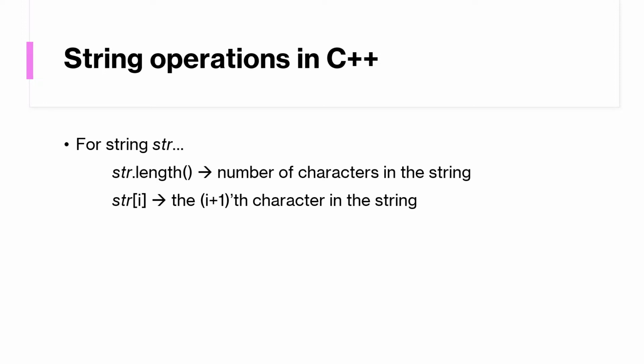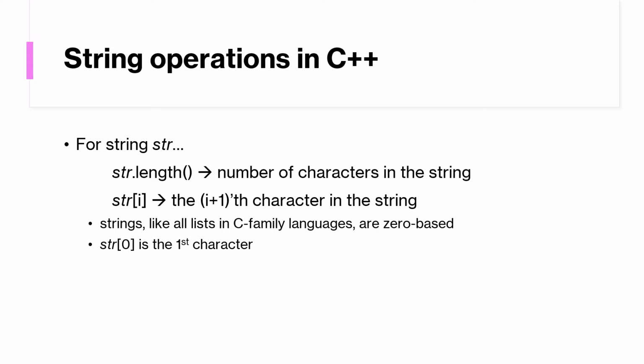Now, you keep noticing that I'm using these off by 1 numbers here. Strings, like all lists in C family languages, are 0 based. Wait a minute, this isn't a list, it's a string. Okay, a string can be thought of as just a list of characters, an array of characters. And so, like all lists in C family languages, the first entry in the list is item 0. To put that in more concrete terms, string square brackets 0, which is pronounced string at 0, is actually the first character in the string. And string at n minus 1 is the nth character in the string.